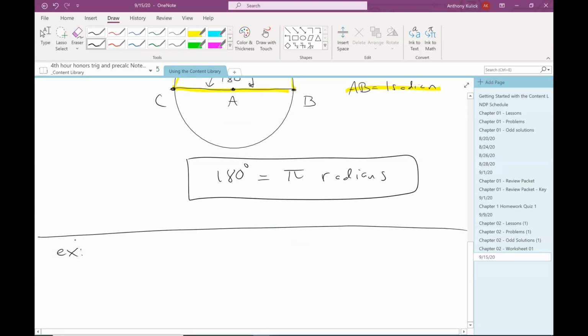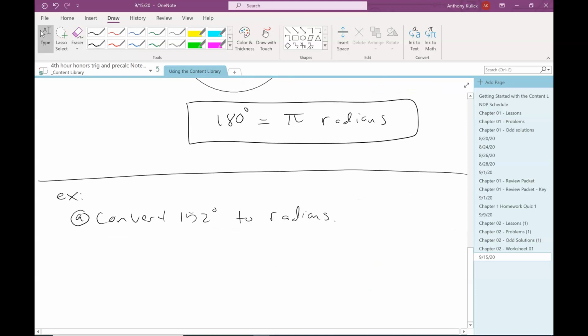So let's do a couple of examples. Let's say we want to convert 152 degrees to radians. The way I'm going to set this up would be very similar to a unit conversion that you would do in your chemistry class or your science class. I think a lot of us being juniors or better have had some chemistry at some point and probably done a fair bit of unit conversion. So that's the same idea that I'm going to use here.